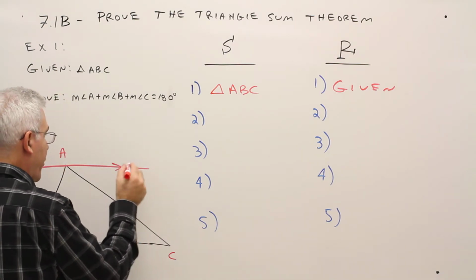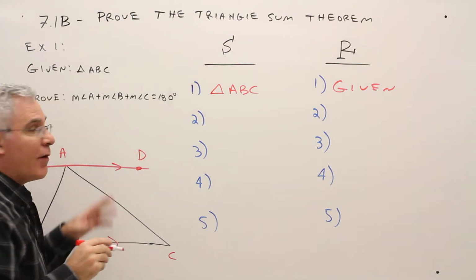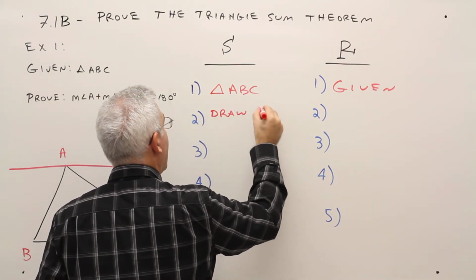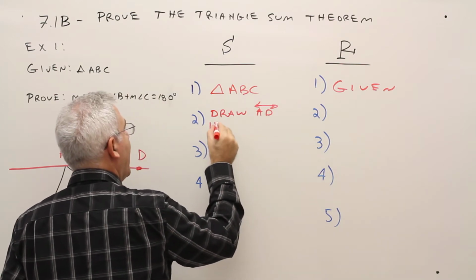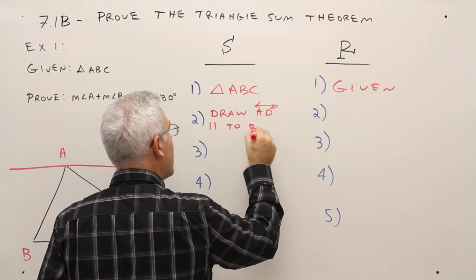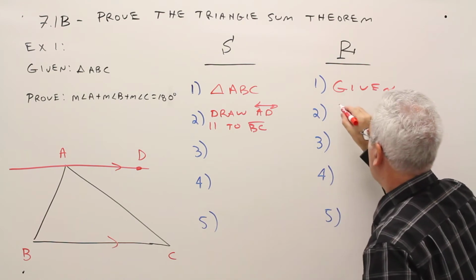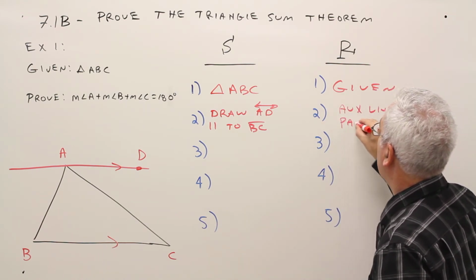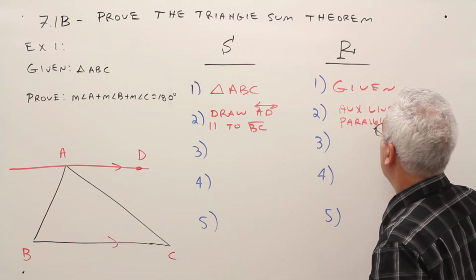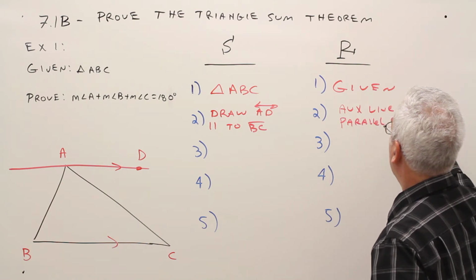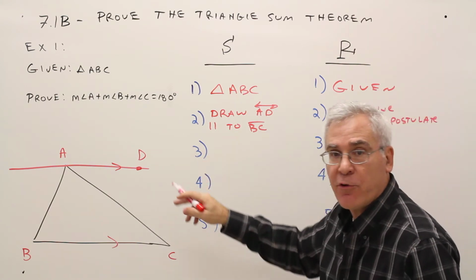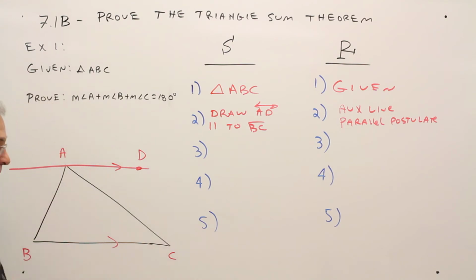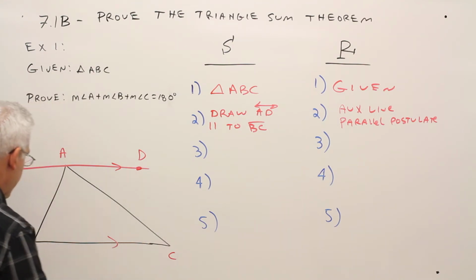So I'll just call another point on here D. So I'll say draw line AD parallel to BC. For my reasons, auxiliary line and the parallel postulate. Aux line for drawing it, the parallel postulate for stating that it's parallel. Okay, once I do that, the whole theorem is ready to be proved.